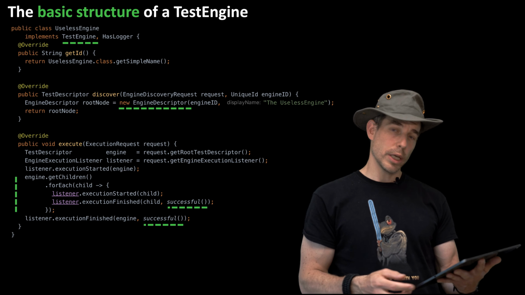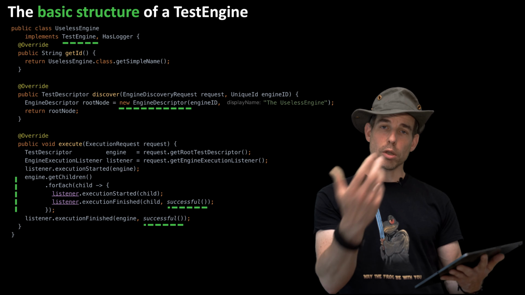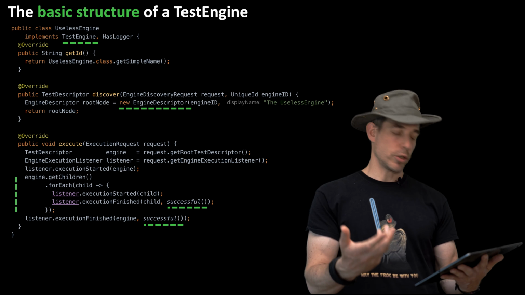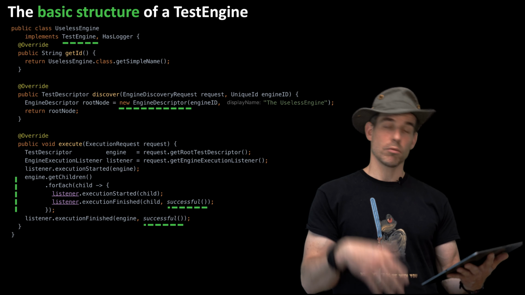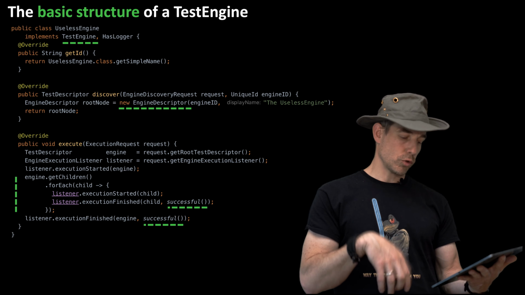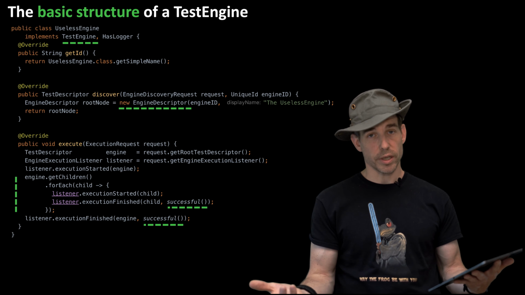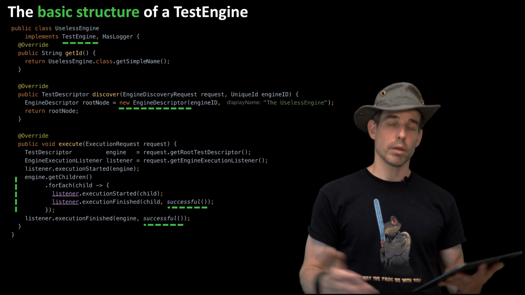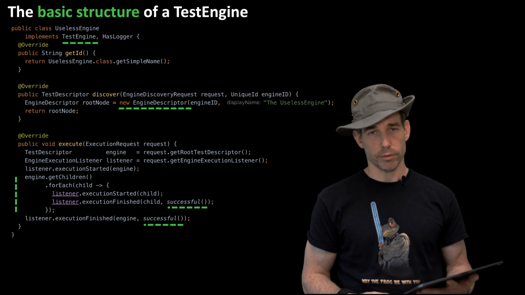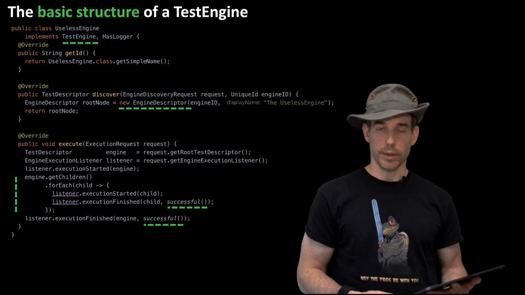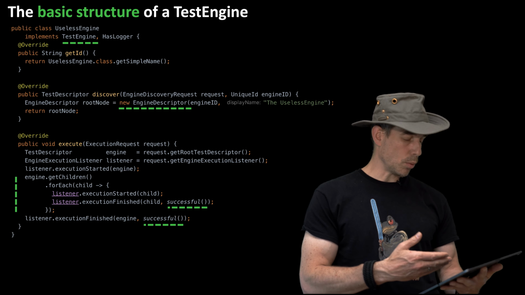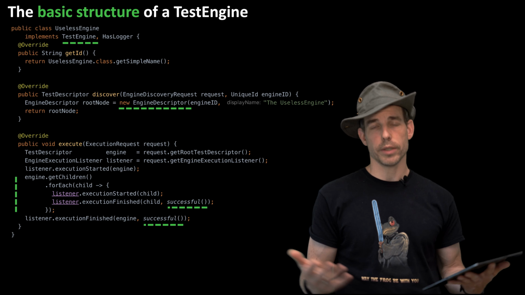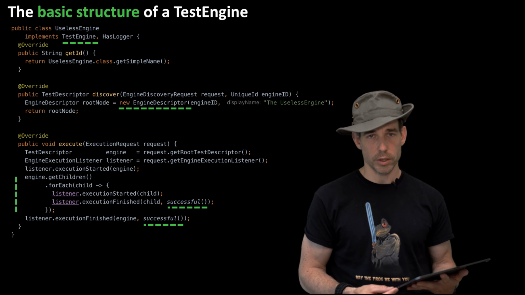So in total, you have this engine, you grab all the children you get from it, and for every child we invoke the listener: start it, stop it, say it is successful. And if you have done this for all children, say the whole plan is successfully executed. And that's it. What you see here, going from one layer to the next inside the tree, is more or less the basic behavior of a test engine.